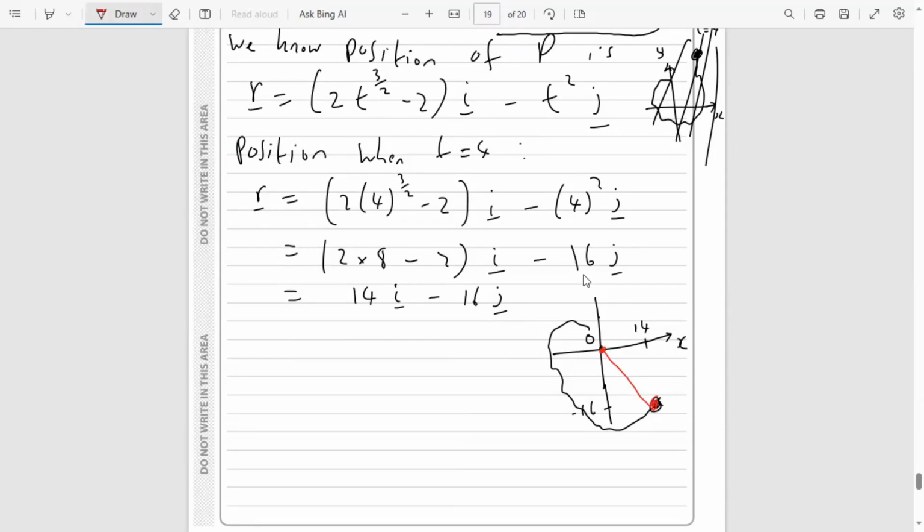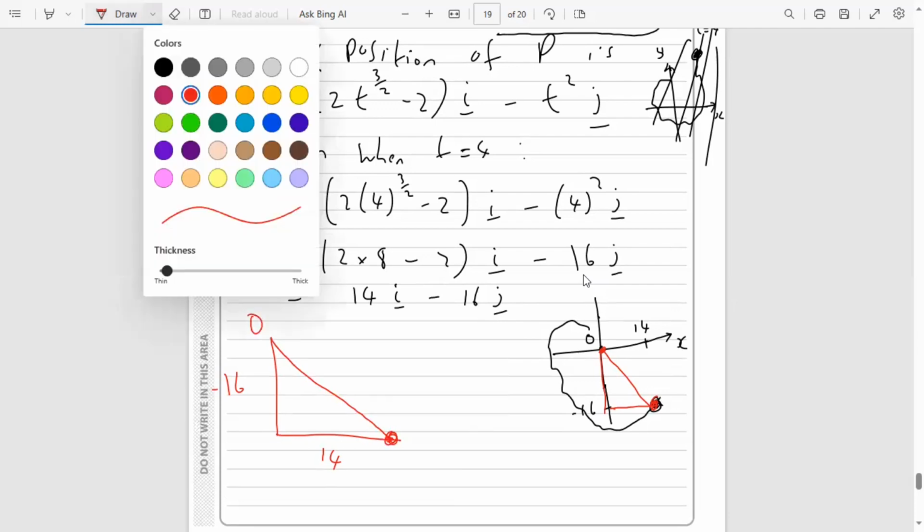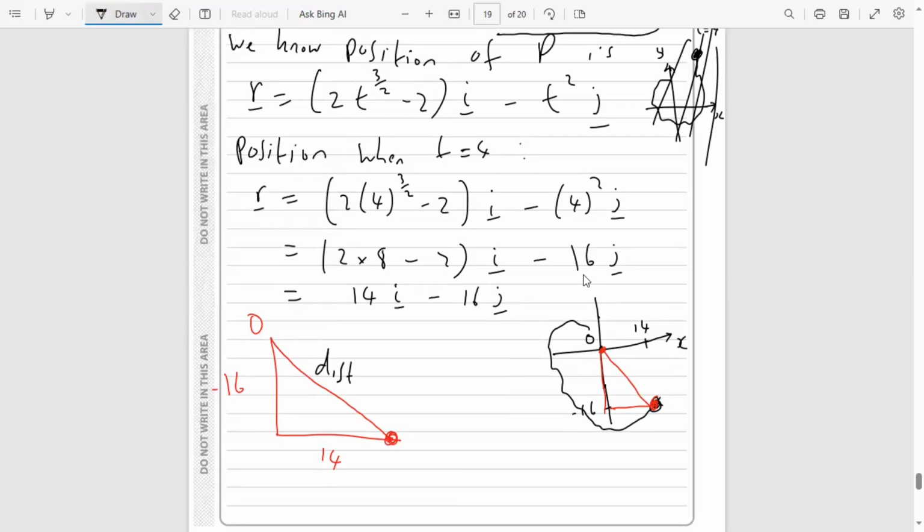Well, you probably guessed it, it's going to be Pythagoras. It's another Pythagoras calculation. So you've got 16 there, you've got 14 there. Now, I know that this is negative 16 technically on our y-axis, but it doesn't matter whether you include the positive sign or the negative sign, because when you square a negative number, you get a positive number anyway. So we want to work out the distance. It's Pythagoras. So distance is going to be the square root of 16 squared plus 14 squared.